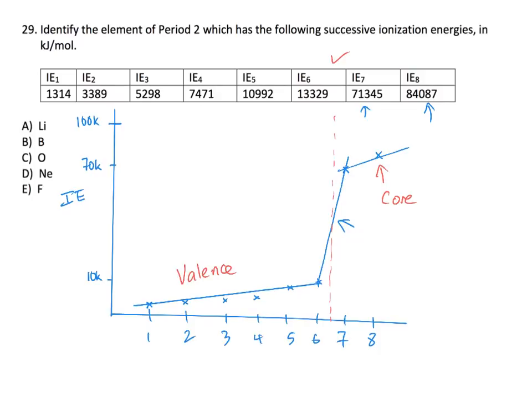So what element in period 2 has 6 valence electrons? That turns out to be oxygen. Okay.